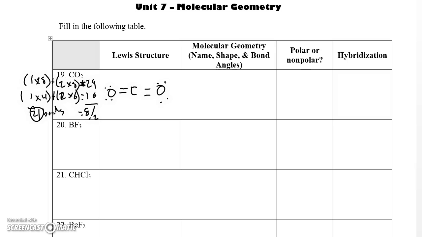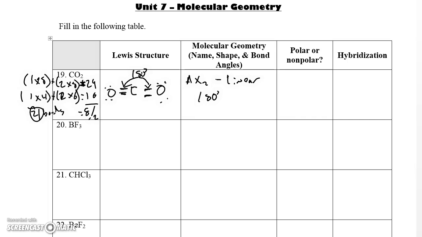So for our molecular geometry, we need to look at our AXE. This is going to just be AX2. So our shape is linear, a straight line. Essentially these pairs of electrons want to get as far away from each other as possible, and the farthest away they can be is a straight line. So that's going to give us a bond angle of 180 degrees.